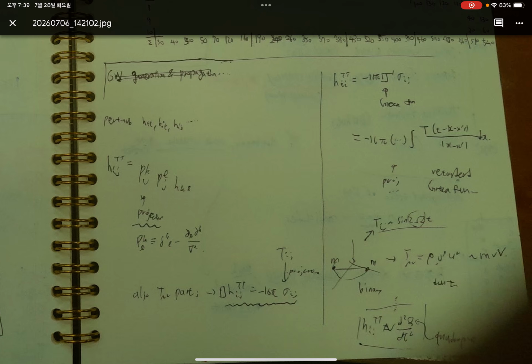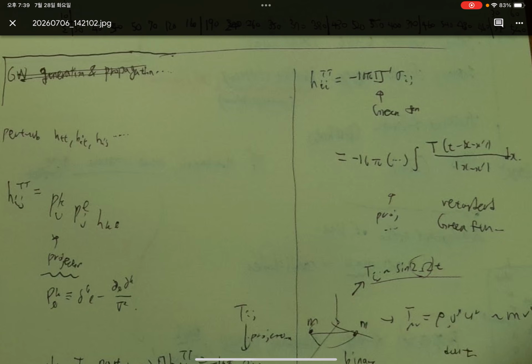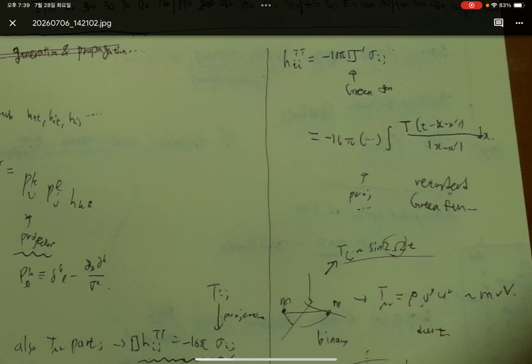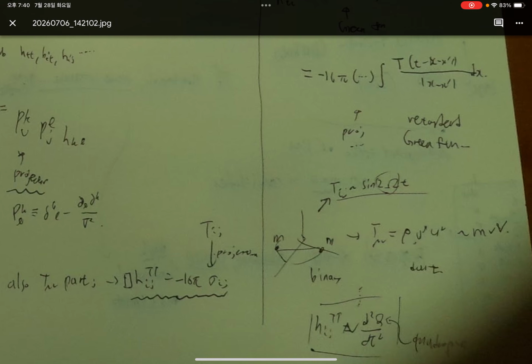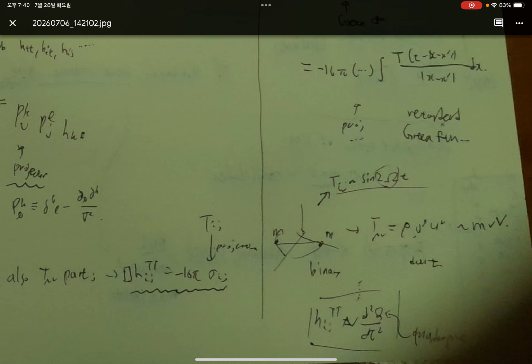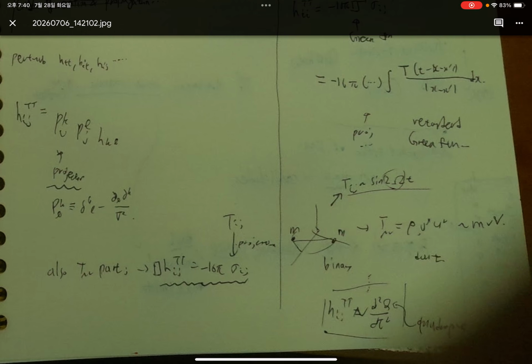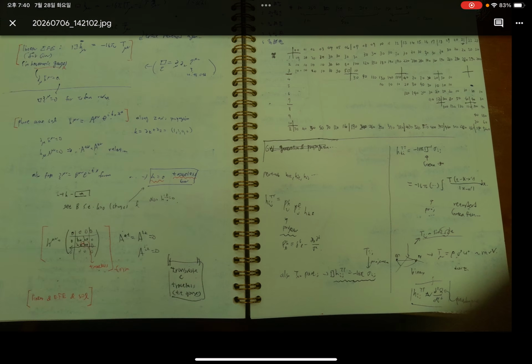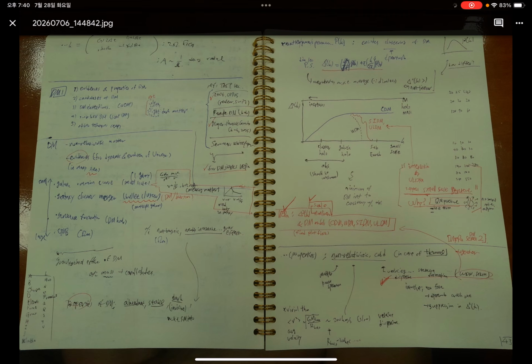And by inserting the stress-energy tensor, we can obtain the solutions of the perturbed metric in the TT gauge as a retarded Green's function form. And if the system is given by binary objects, then the T_mu nu can be reduced to just the mass and functions of the velocity, and the solution of the perturbed metric has a sequence of orders, starting with the quadrupole of this binary system.